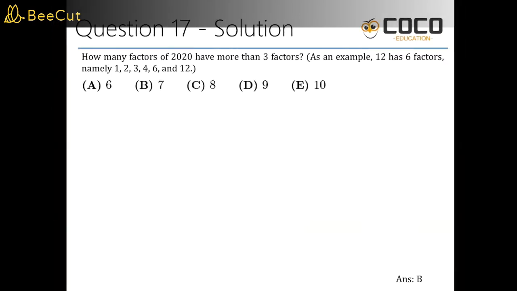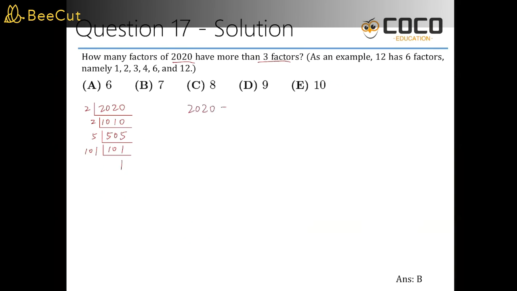Question 17. How many factors of the number 2020 have more than 3 factors? First, we factorize the number. 2020 divided by 2 equals 1010. Then divided by 2, 505. Divided by 5, 101. 101 is a prime number. So divided by 101 equals 1.